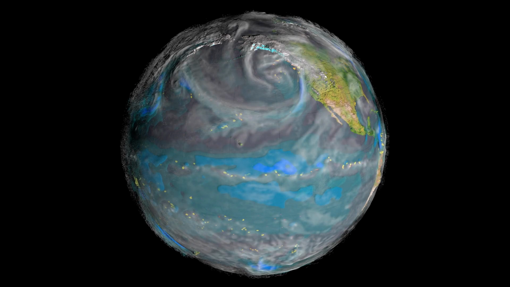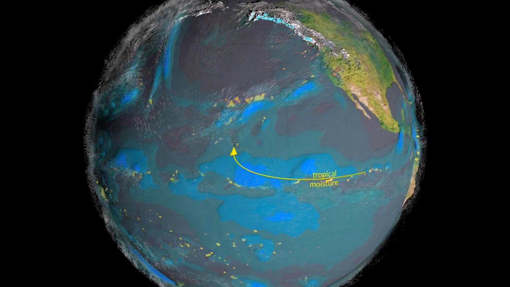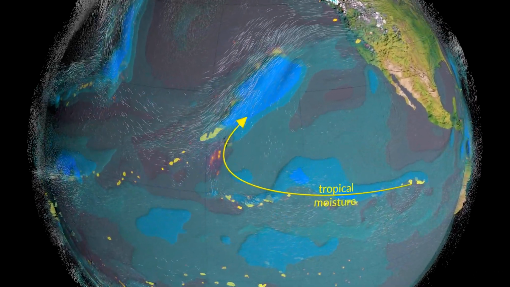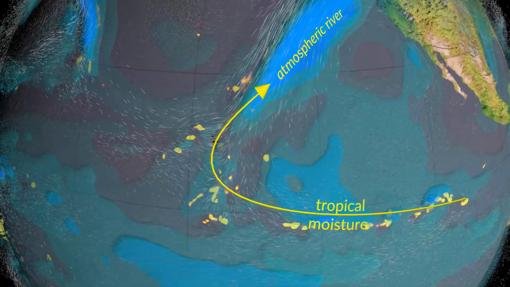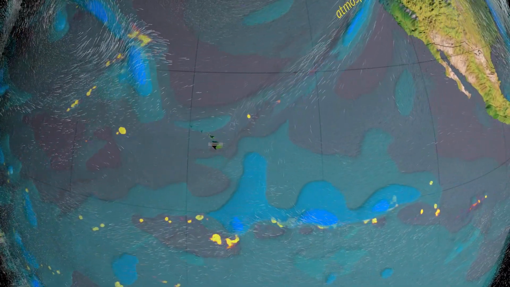Disturbances in its flow transport immense amounts of moisture and energy from the tropics to the poles. Studies have shown that atmospheric rivers account for the vast majority of the poleward transport of water vapor.